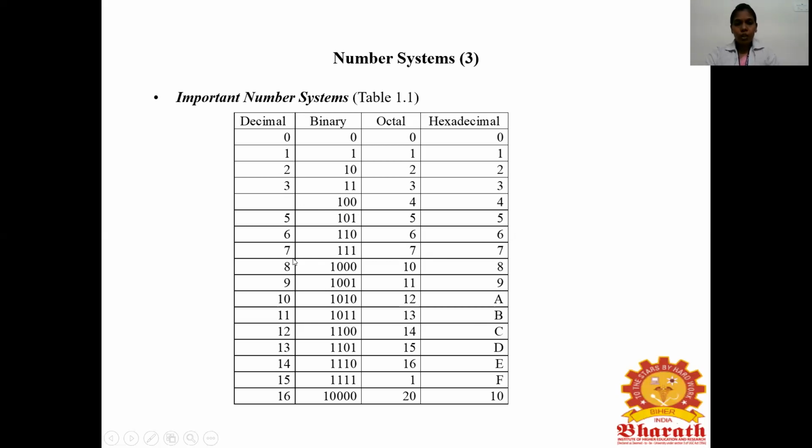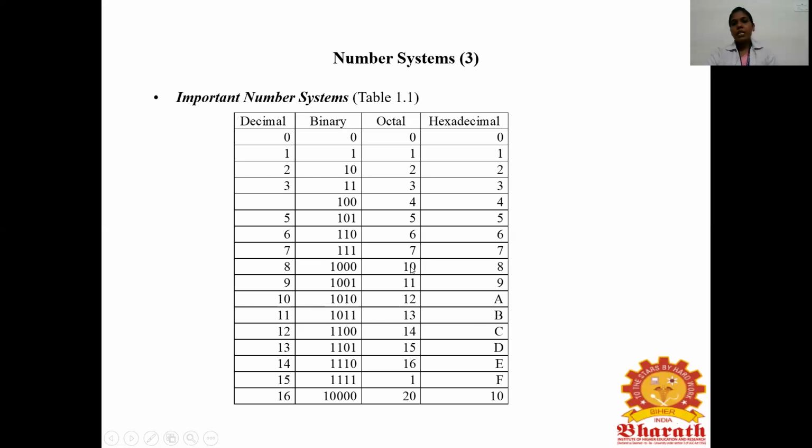And when we go after 7, for 8, is there any decimal number 8? Yes, we have. Its equivalent is 1, 0, 0, 0. So after 7, the binary equivalent is 4 bits. Till 7, it is 3 bits, and after 7, 4 bits. We can represent the binary equivalent with 4 bits.